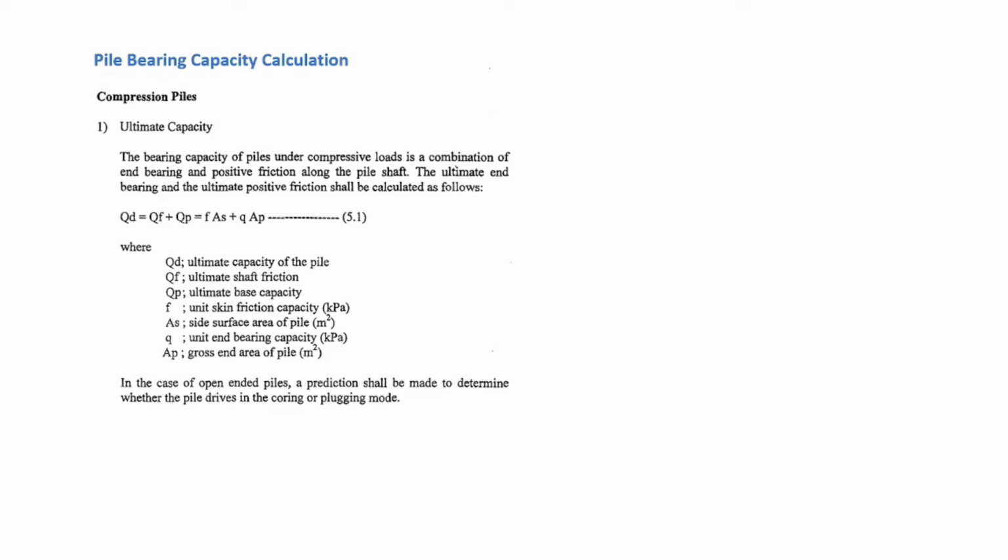QF is the unit friction capacity multiplied by the side surface area of pile, whereas QP is the unit end bearing capacity multiplied by the gross end area of the pile. In the case of an open-ended pile, a prediction shall be made to determine whether the pile drives in the coring or plugging mode.